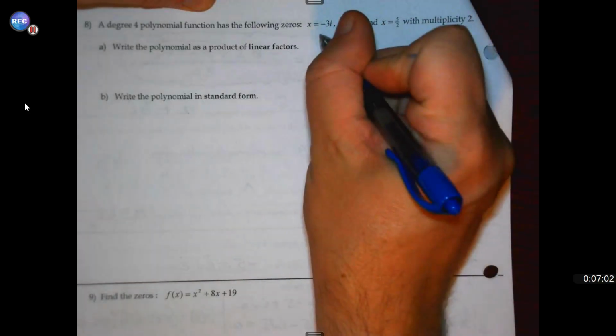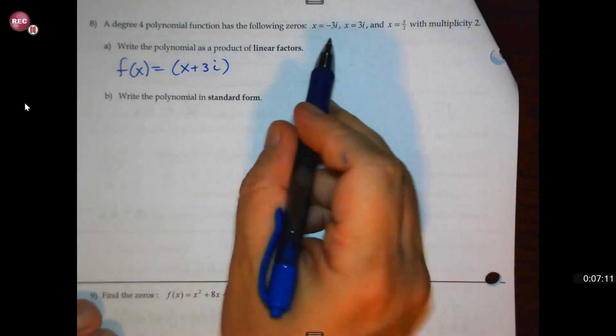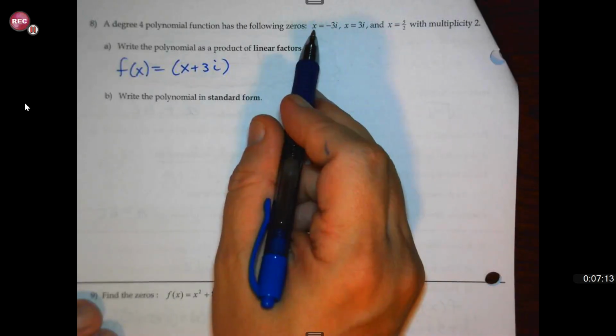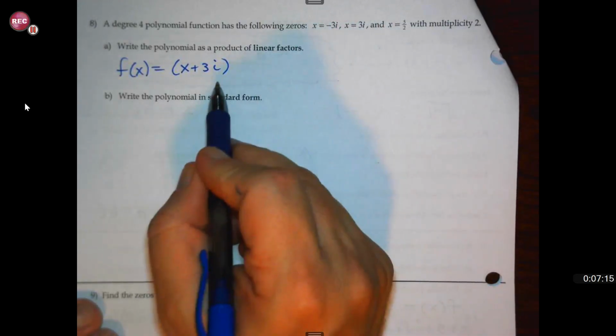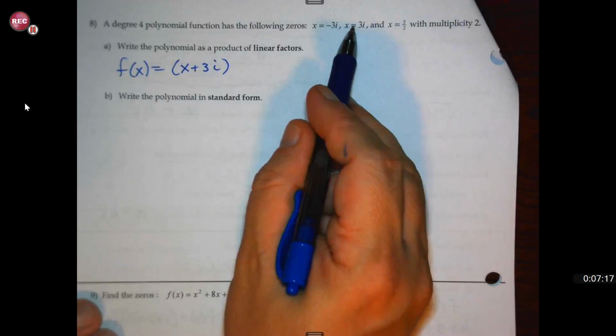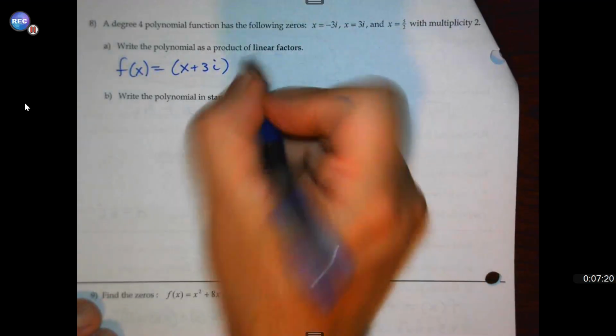Now, this x equals -3i can be written as, let's call it f of x first, we could write that as x plus 3i. When we do that, all we're doing is adding that 3i to the other side of the equation with the x to create the factor. So if I do the same thing with the second one, I'd have to subtract it over.